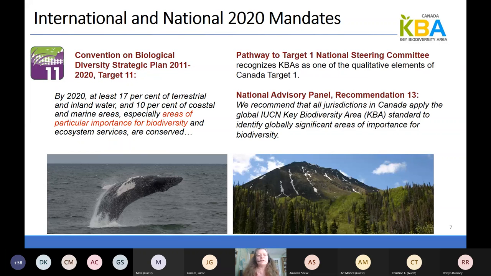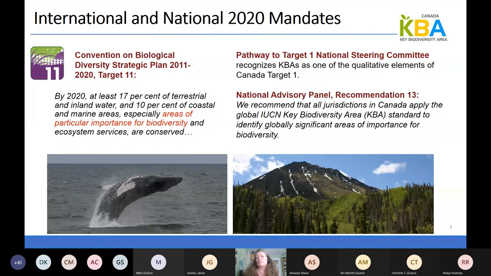Canada has taken that seriously. Target 11 has been made into Target 1. And then in 2017, the pathway to Target 1 was constructed specifically as a process led across all provinces and territories, and nationally as well, to get close to the 17%, and that is emerging. It's coming close to its end, and then how this will occur in the next iteration is something we're going to hear about soon.